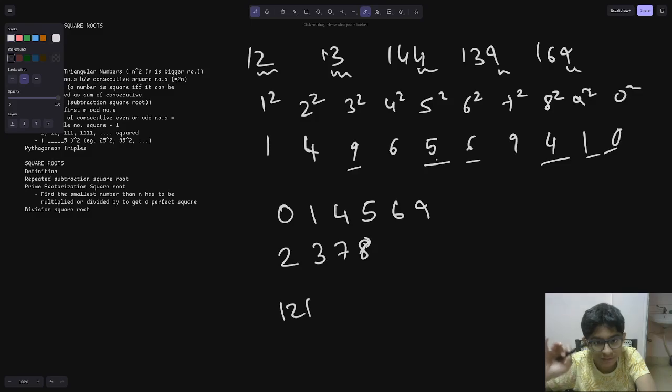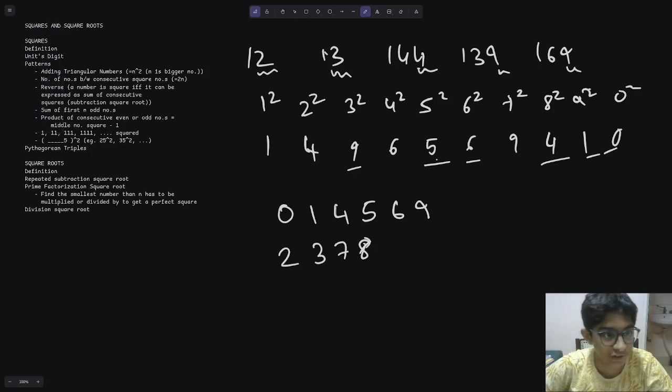So the matter of fact here is, if a number ends in 2, 3, 7 or 8, it is never a square number. But it does not mean that if it ends in 0, 1, 4, 5, 6 or 9, it has to be a square number. You understood? Good. Let's move on. So this is the concept of units digit.